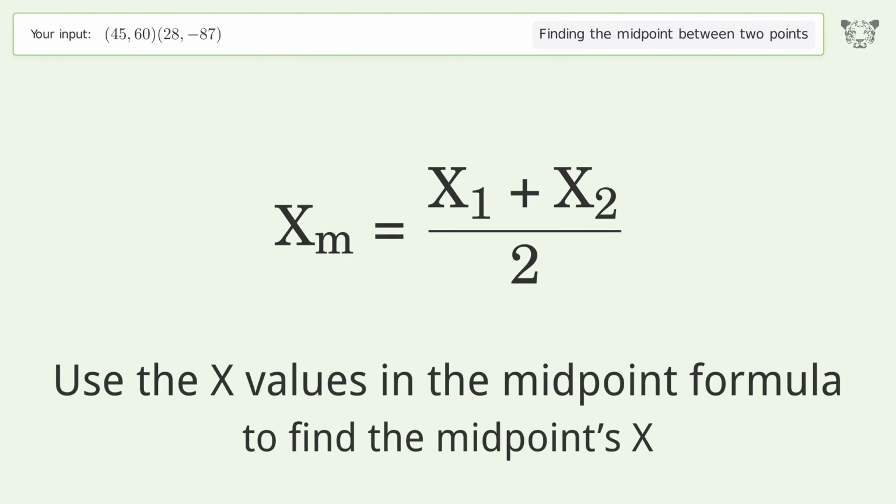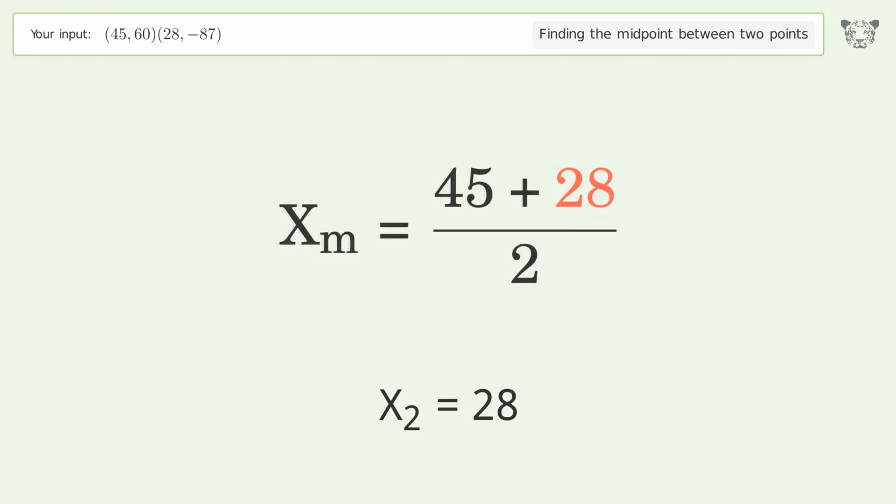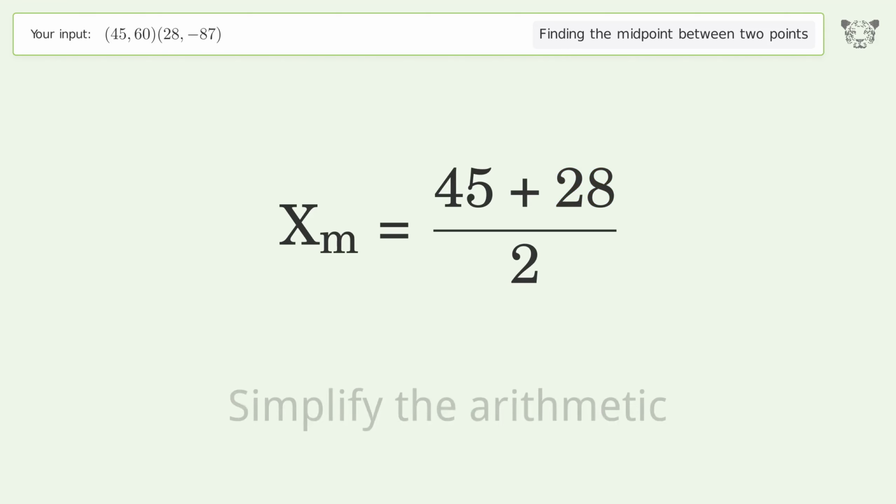Use the x values in the midpoint formula to find the midpoints x. x1 equals 45. x2 equals 28. Simplify the arithmetic.